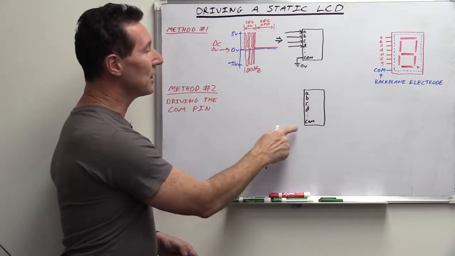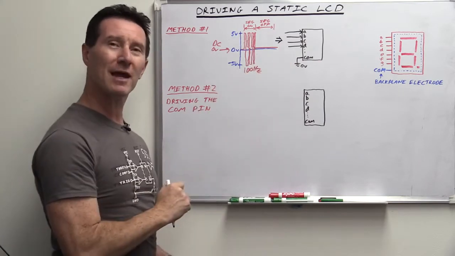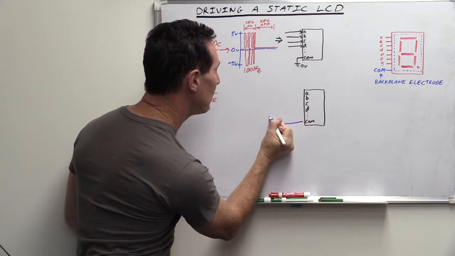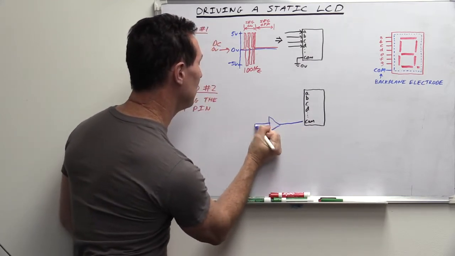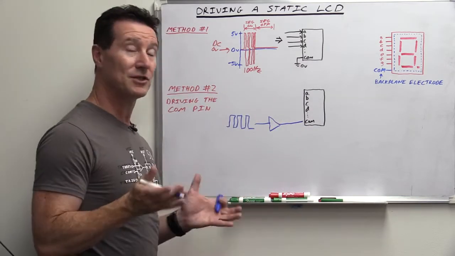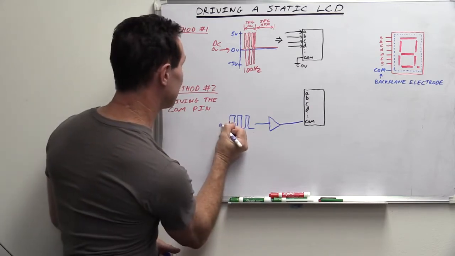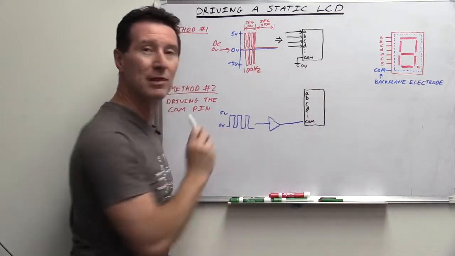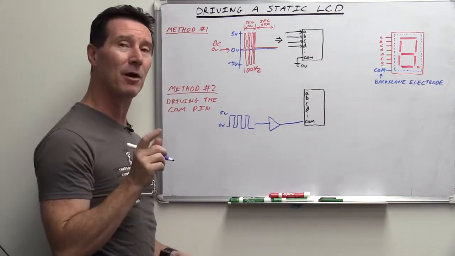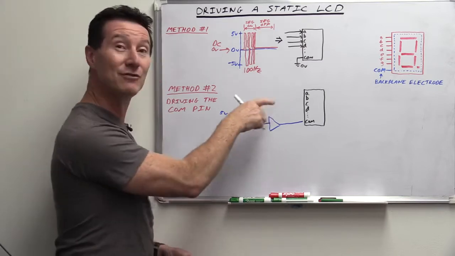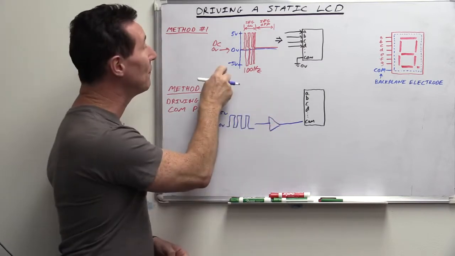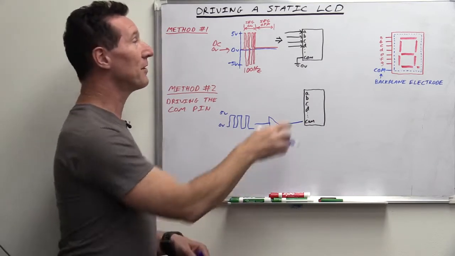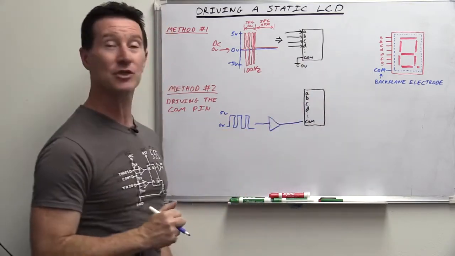So instead of actually hooking our COM pin up to ground here, we're going to actually drive the COM pin with a digital signal like this. And this is just your regular digital signal, let's say 0 volts and 5 volts like this. We're driving that backplane electrode in there. And you might think, why? Well, stick with me. It gives you a nice little trick you can do to avoid this negative 5 volt rail up here.